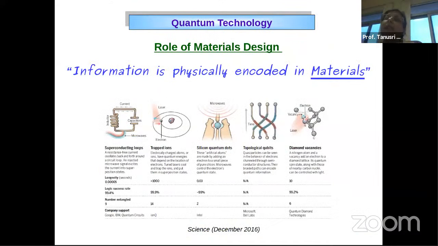Well, so the quantum technology can possibly be realized in superconducting loops, using trapped ions, silicon quantum dots, topological qubits, the diamond vacancies. So there are many possible platforms that have been discussed. However, all these technologies at heart depend on materials, because information is physically encoded in materials. So there is a huge role of materials design.